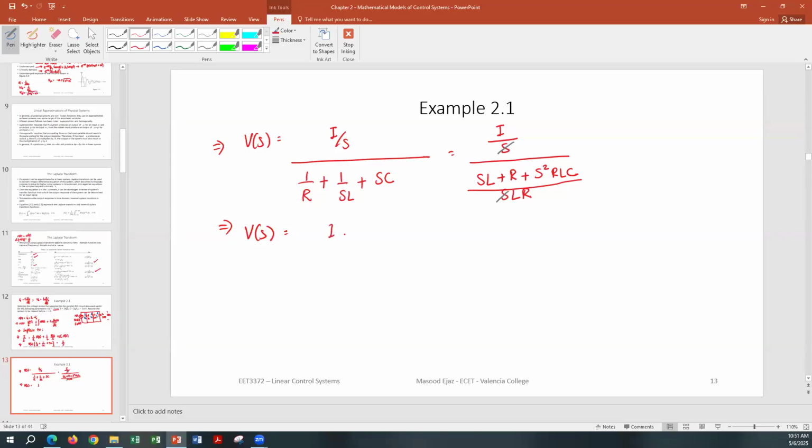And I have I times RL divided by S square RLC plus SL plus R. And we don't really want any coefficient with the highest power of the polynomial. So we're going to divide numerator and denominator by RL and C to get rid of this RL and C with S square. So I divided by C over S square plus S divided by RC plus 1 over S.